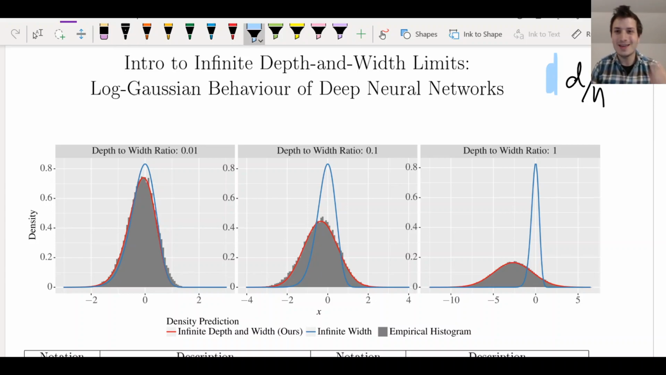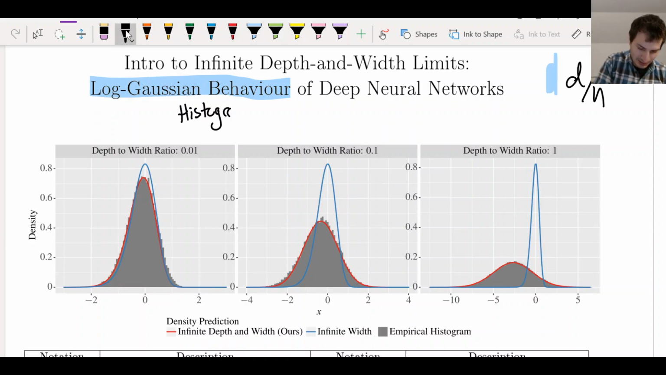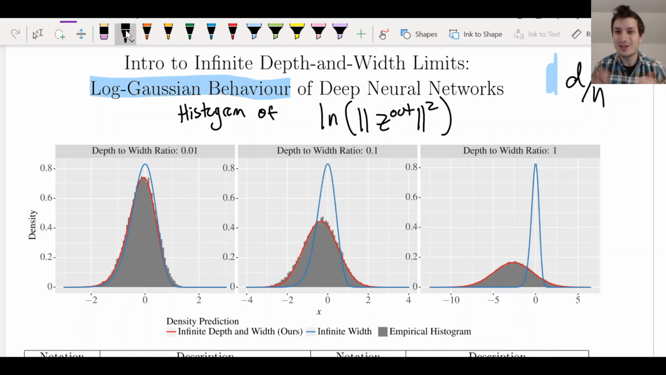And I have for you some simulations to show you how this kind of thing works. And the key thing to highlight is that there's a log Gaussian behavior. So what I have plotted for you here is a histogram of the log of the output of the network. So you take the output of the network, you take the norm, and you do the log, and that is some number, and then you run that over many simulations, and you plot a histogram of what's going on.